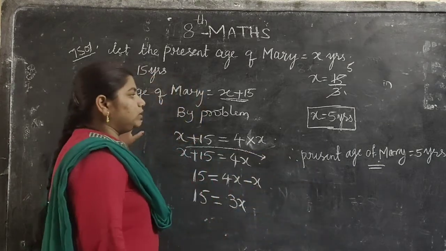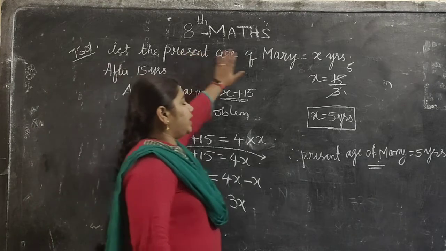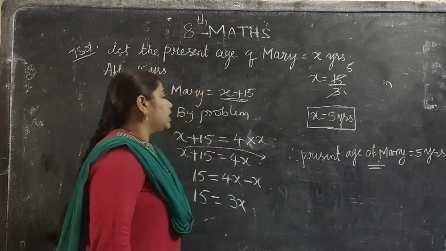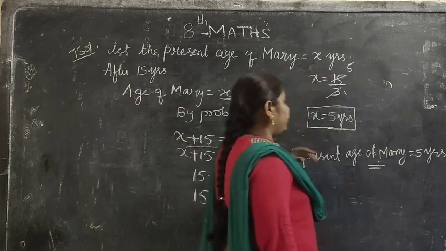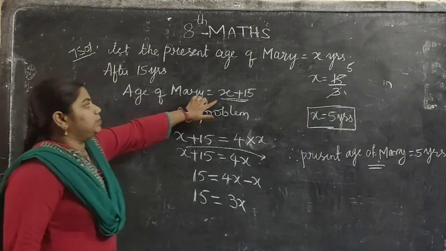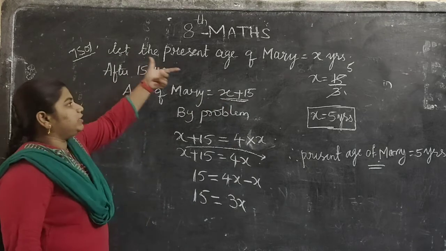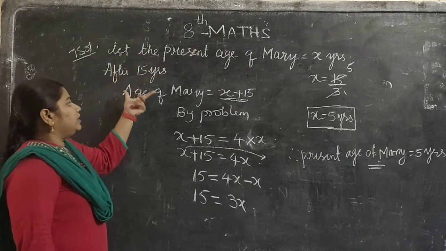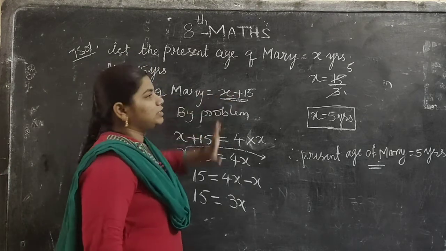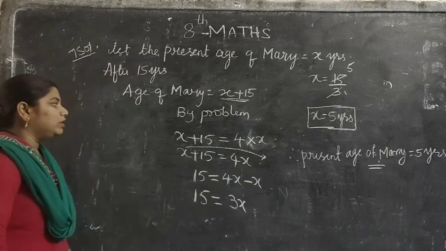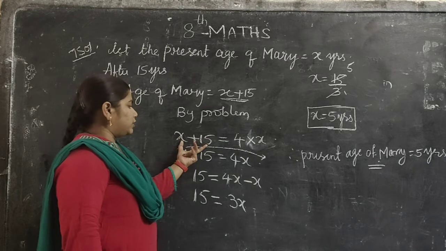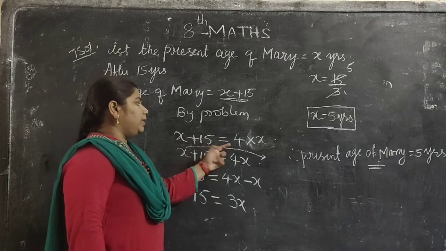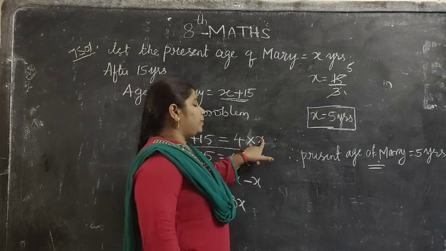So we have to find the present age. So I am taking the present age value as x years. After 15 years means, now for this present age we have to add 15. So that is x plus 15. So present age is x. After 15 years her age will be x plus 15. Now by problem what they told, after 15 years means x plus 15, her age will be 4 times of present age.